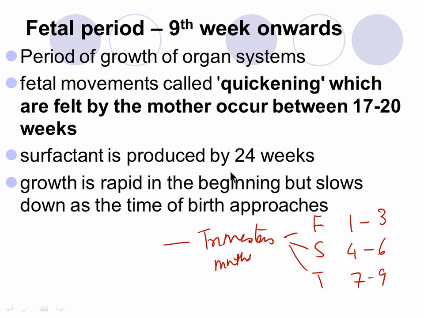Surfactant production starts by about 24 weeks. It keeps increasing, and good amounts are produced well after 28 weeks, which is why you want the pregnancy to continue and a child to be born full term.